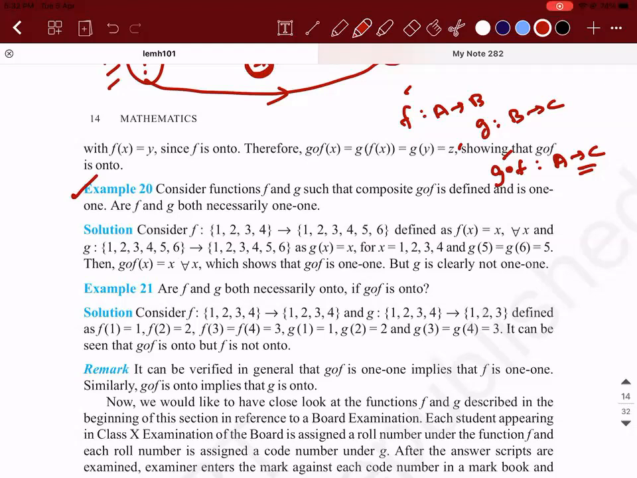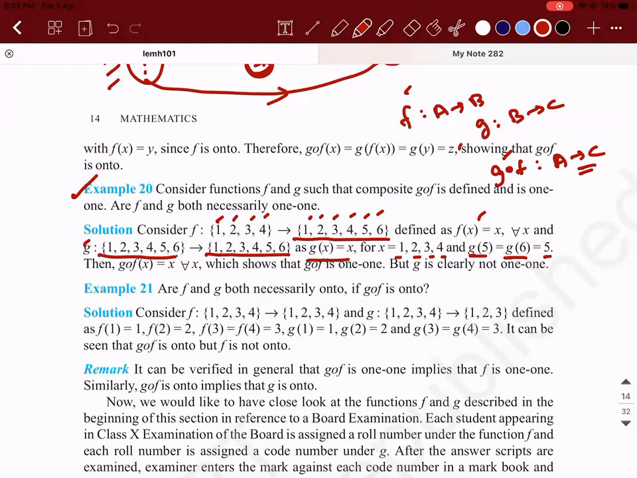So they have given an example. If you consider a function f mapped from 1, 2, 3, 4 to a codomain 1, 2, 3, 4, 5, 6, defined as f of x is equal to x for all values of x, and g is a function mapped from 1, 2, 3, 4, 5, 6 to 1, 2, 3, 4, 5, 6, where g of x is equal to x for x is equal to 1, 2, 3, 4, and g of 5 is equal to g of 6 is equal to 5. They have randomly assumed certain values, right? But for this, will you be able to write g circle f? Yes, you can still write it because the codomain of f is the domain of g. That is what they meant by exists.